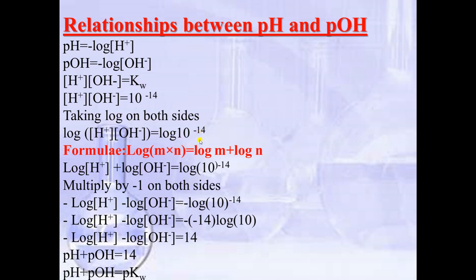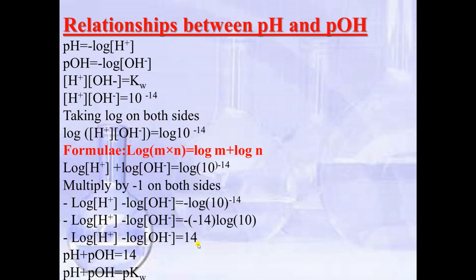Okay, so here first of all we will multiply by -1 on both sides. Then it will become minus log of H positive ion minus log of OH negative ion, and this is minus log of 10 to the power minus 14. Now when you solve this, using the formula log m to the power n, the power will come in front, so minus 14 log of 10.